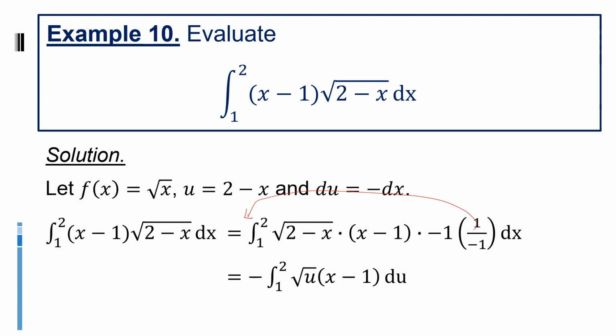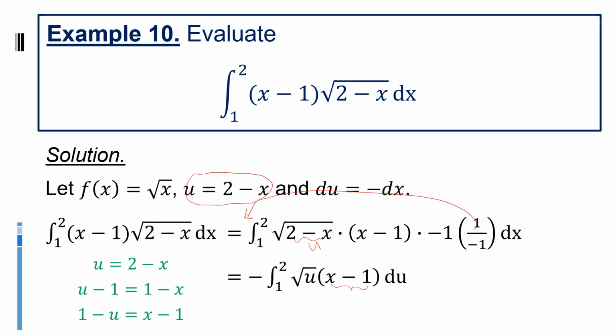So we now have negative of the integral from 1 to 2 of square root of u, kasi ito, this is just u, times x minus 1 du. Ang problema natin dito, meron pa rin siyang x. So, anong gagawin natin ngayon? We have to express that x in terms of u. How? Di ba alam natin, u is equal to 2 minus x. Galing dito. Ngayon, papalabasin natin yung x minus 1 na yan.